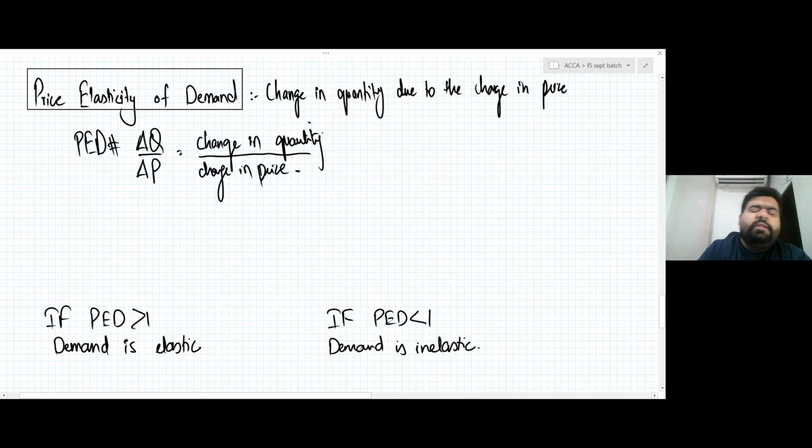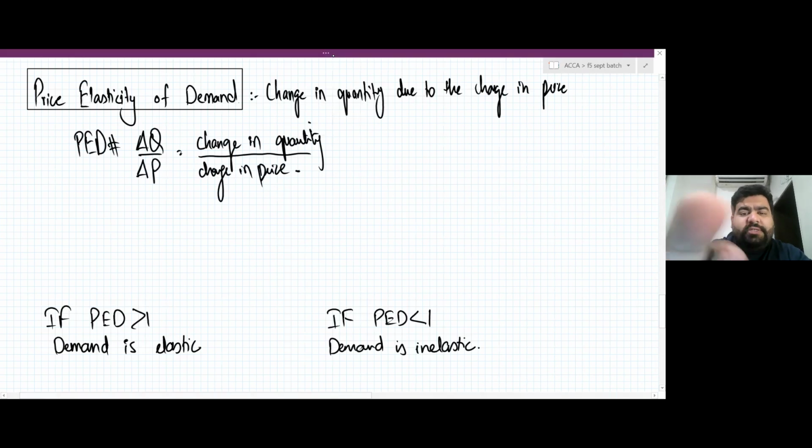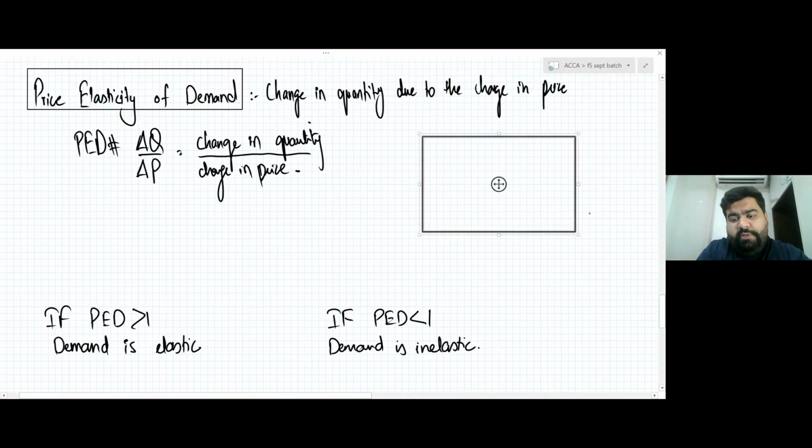For example, I'm writing the question here. For example, you have this question in which you see that when your price was $10, the quantity you were selling was 100 units.